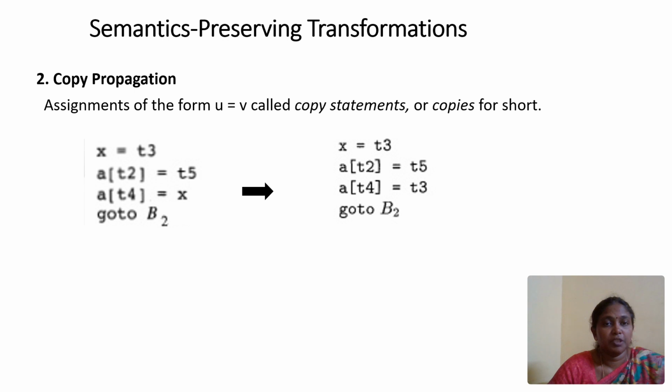Next one is copy propagation. U equal to V is called a copy statement, where both U and V are the same. Consider this example. The temporary variable T3 is assigned to X. Next, X is assigned to the array variable A of T4. Here, the variable X is not necessary. Directly, we can assign the temporary variable T3 to the array variable. So the memory occupied by X is removed, and therefore the memory size will be reduced.